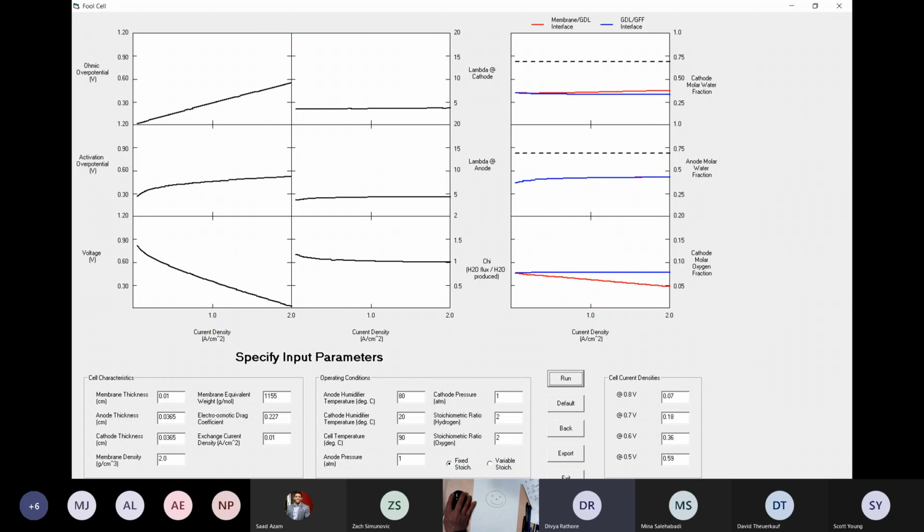Which one do you want me to increase, the anode or the cathode? Anode would help more, I think, because the resistivity of the membrane is increasing. Okay, so what do you want me to change the anode humidifier temperature to? What number? Let's say 90 or something. Okay, I think that's a good choice. It's the same as the fuel cell temperature.